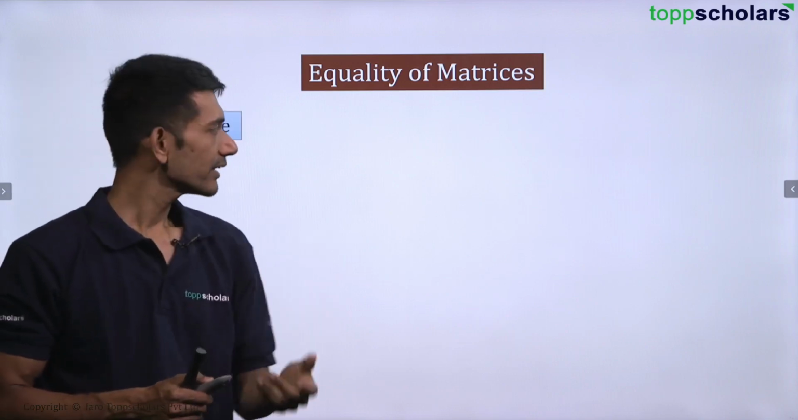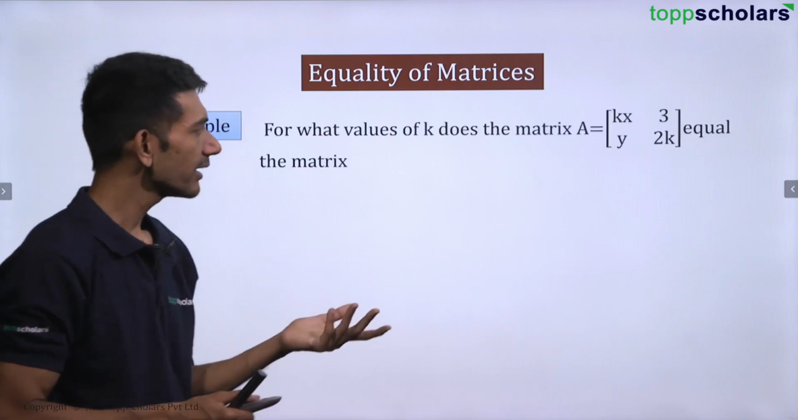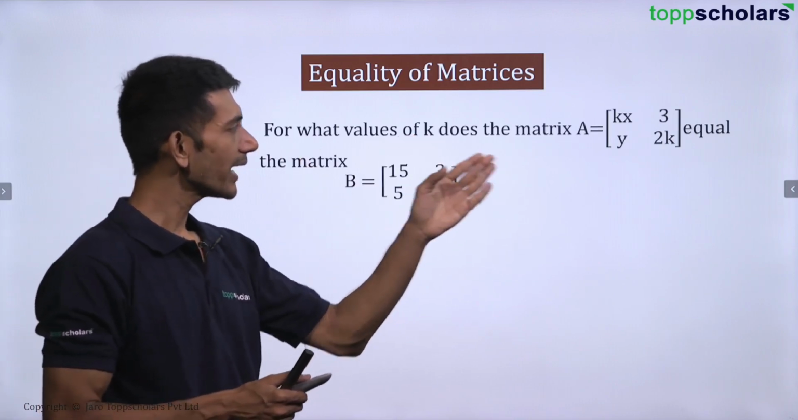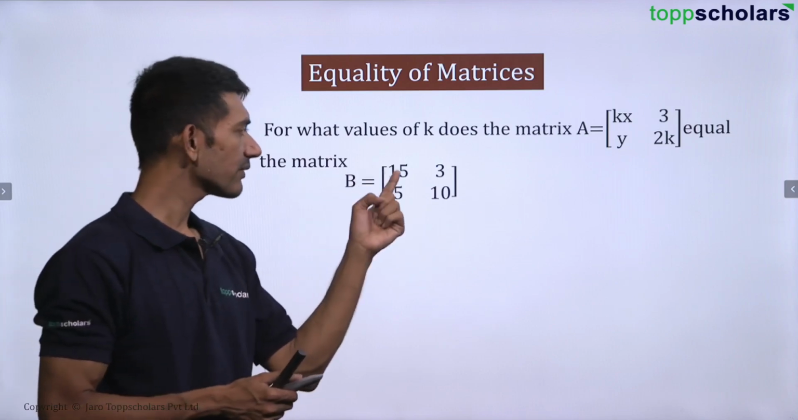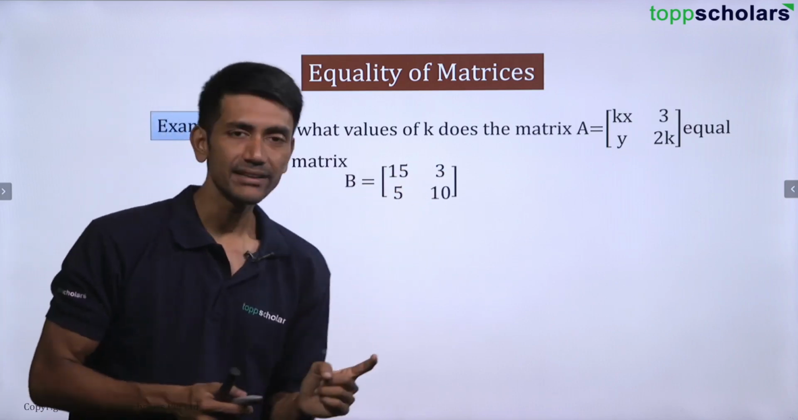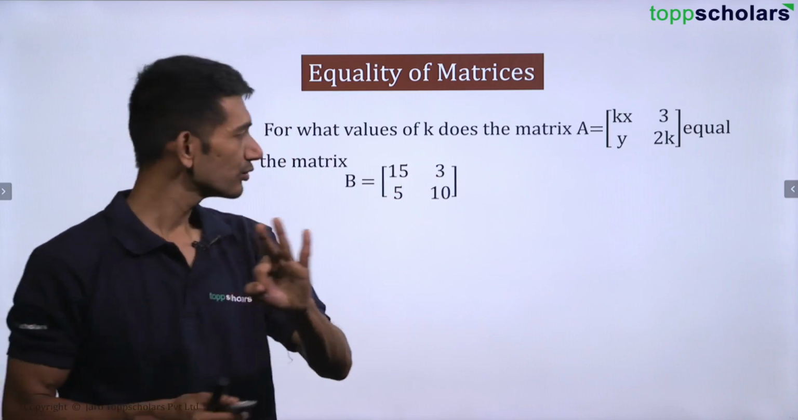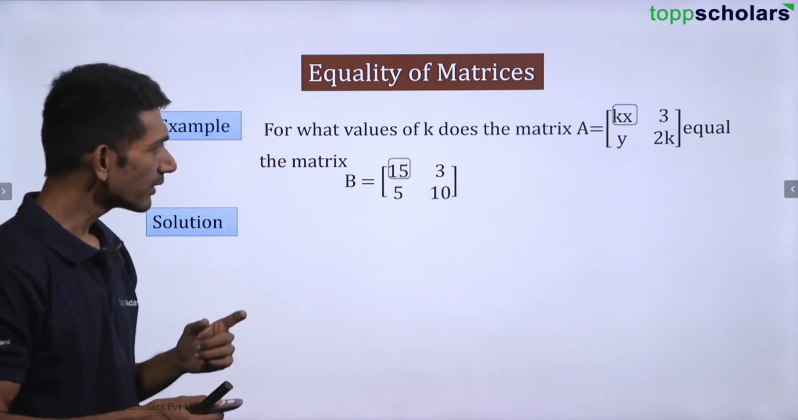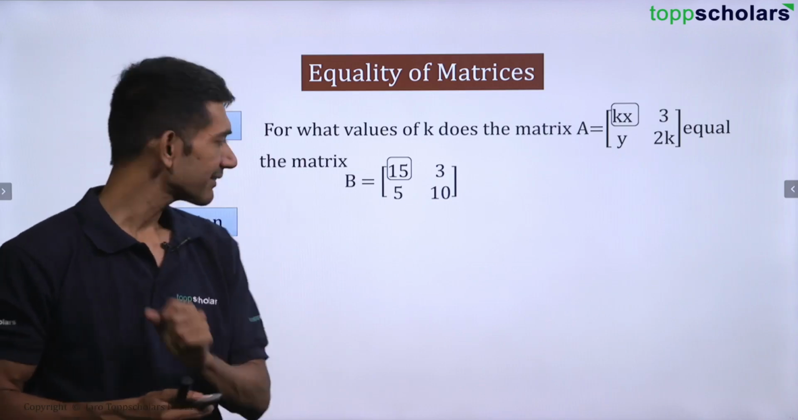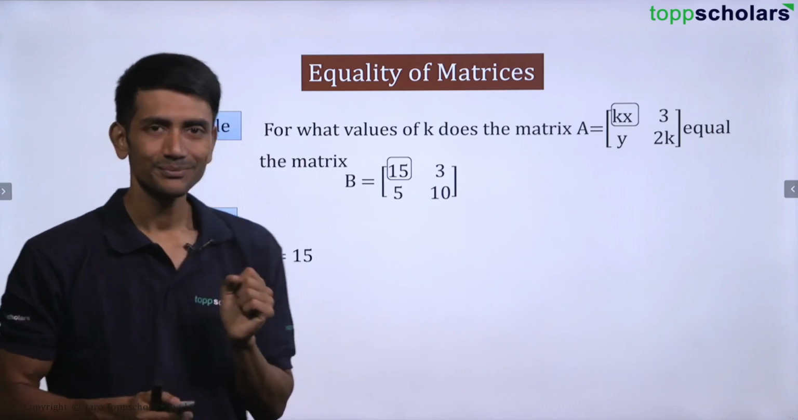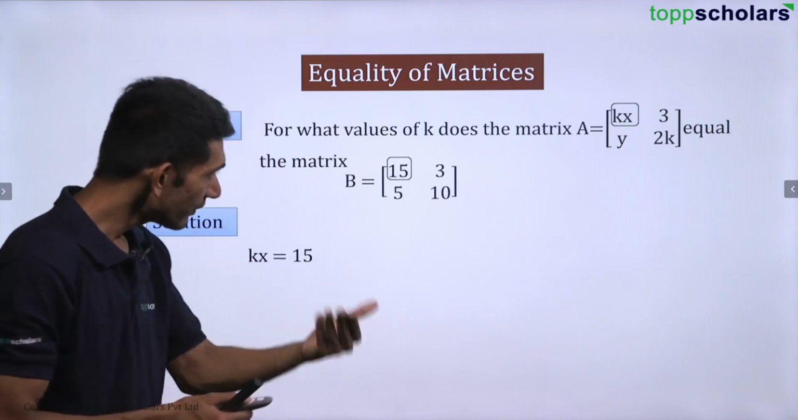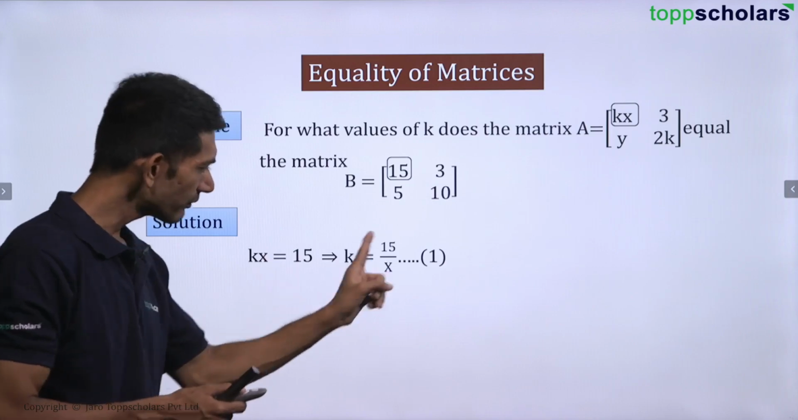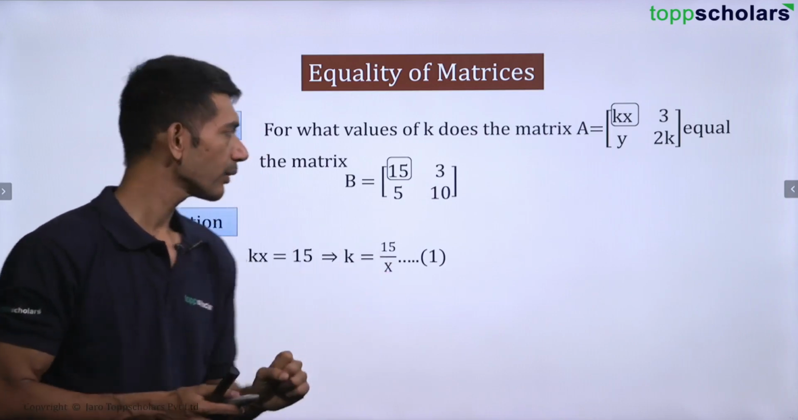Hey everyone, so we have a new question. It says, for what values of k does the matrix A equal to kx, 3, y, 2k equal the matrix 15, 3, 5 and 10. So firstly, you see there are 3 unknowns here. We have kx, we have y, we have 2k. It's very simple. Firstly, if we focus on kx and 15, we can say that kx is equal to 15, right? Then further, if you go ahead, x will be what? Or you can say k will be what? 15 by x. We can mark this as equation number 1.